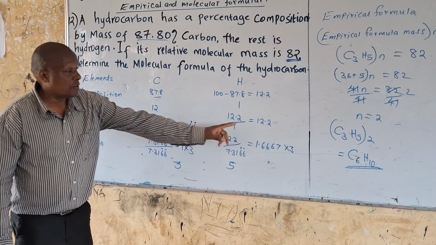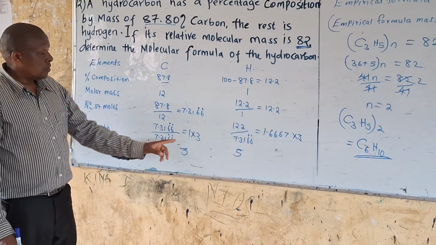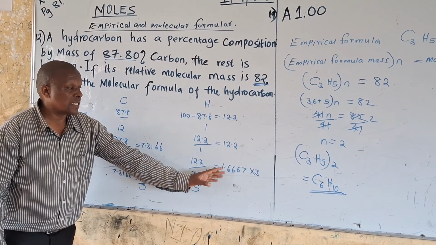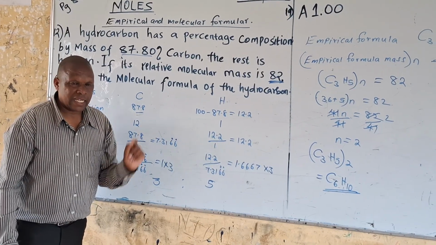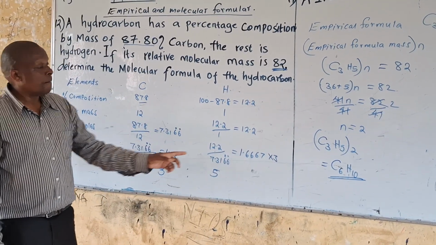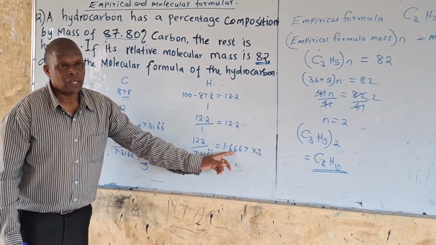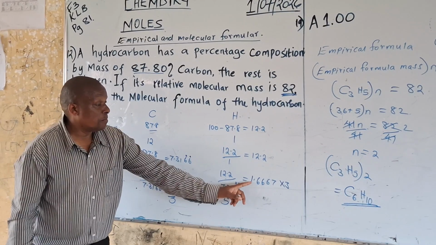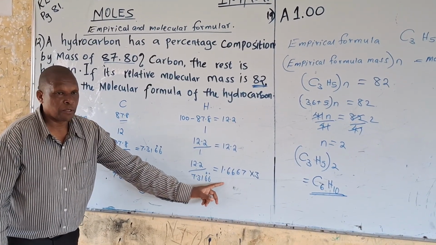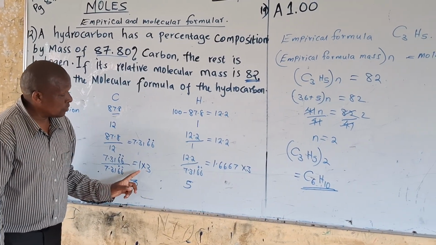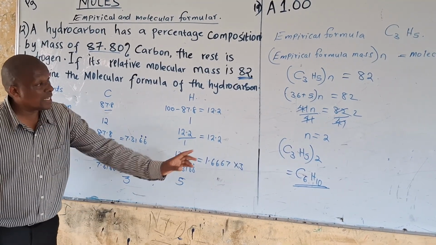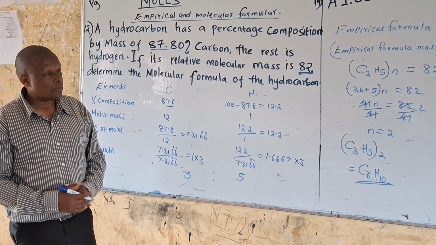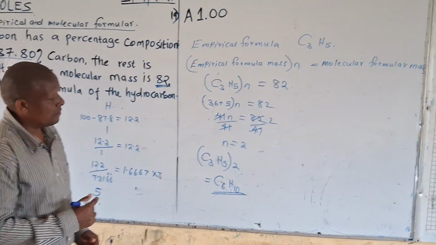The reason why I picked on this one is because of this part. 7.316 and 12.2. When you get the mole ratio, it is going to give us 1 to 1.666, which is recurring. When we get that, we don't approximate and say this 0.6 is above 5, and therefore it is a whole number. Most students will give me 1.66 as approximately 2, and this is 1. So if this was 1 to 2, you will not get 82 as your molecular mass. So we'll continue in our next video.